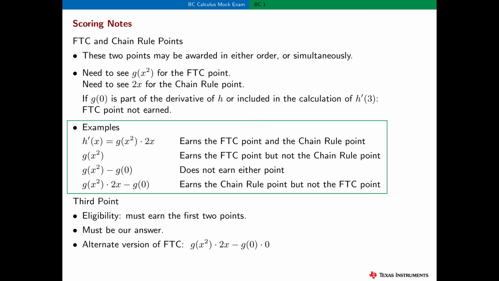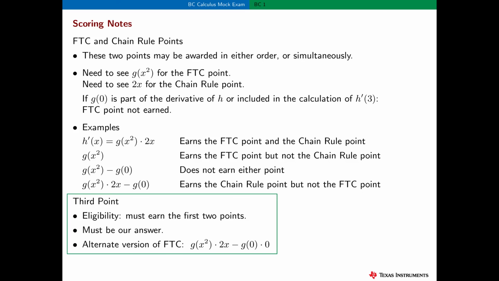Here are some example responses and how each is scored. If we see g of x squared times 2x, this earns the FTC point and the chain rule point. G of x squared earns the FTC point, but not the chain rule point. G of x squared minus g of 0 does not earn either point. And this last expression earns the chain rule point, but not the FTC point.